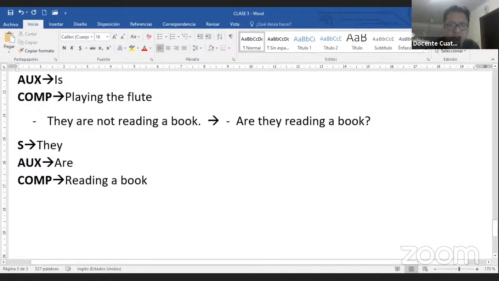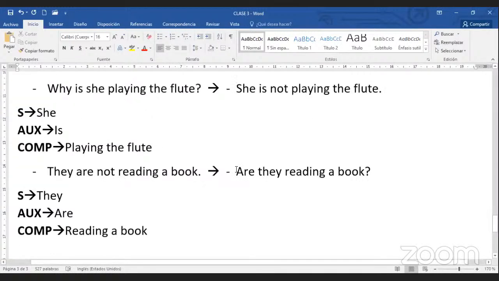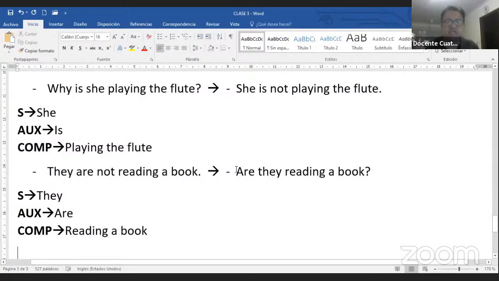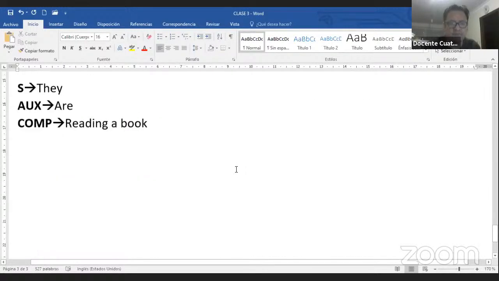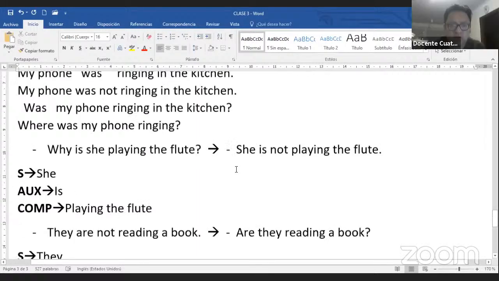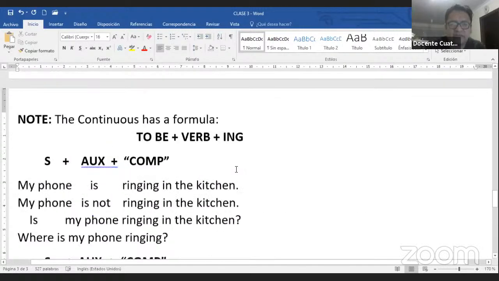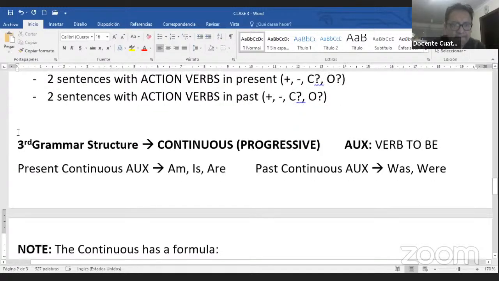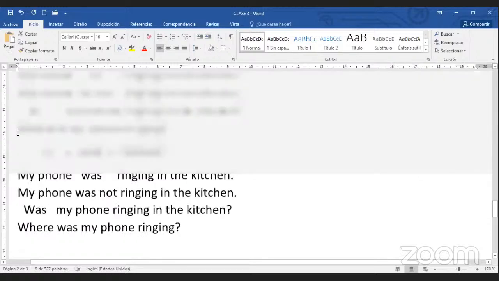Nice. So you see, it's not very complicated, right? If you understand verb to be, you understand the continuous. You just have to remember some extra verbs. Very good. And now we're gonna see one more structure, okay? This is not difficult, but a little bit complicated. Here it is.